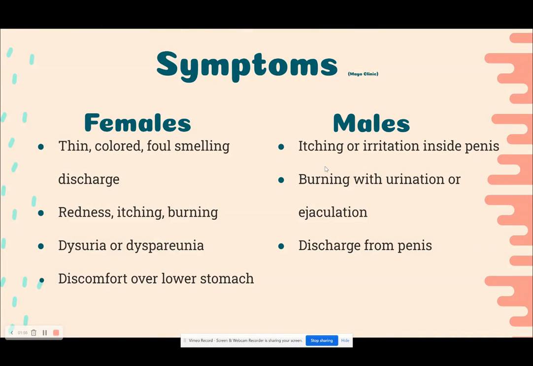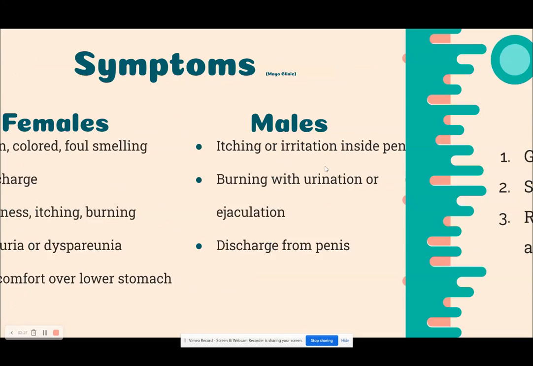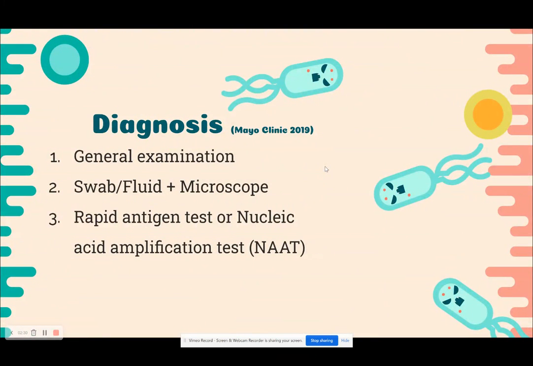Now, a lot of the symptoms are pretty similar to other UTIs or STIs, but they're still very important when talking about diagnoses. So that said, females will often notice a thin-colored or foul-smelling discharge, redness, itching, burning, painful urination or painful intercourse, or just general discomfort in the lower stomach. Males, on the other hand, will have an itching or irritated sensation that is described as coming from inside the penis, all while having burning urination or ejaculation and discharge like we saw in females. However, what's crazy about trich, in my opinion, is that only 30% of cases will show symptoms according to the CDC.